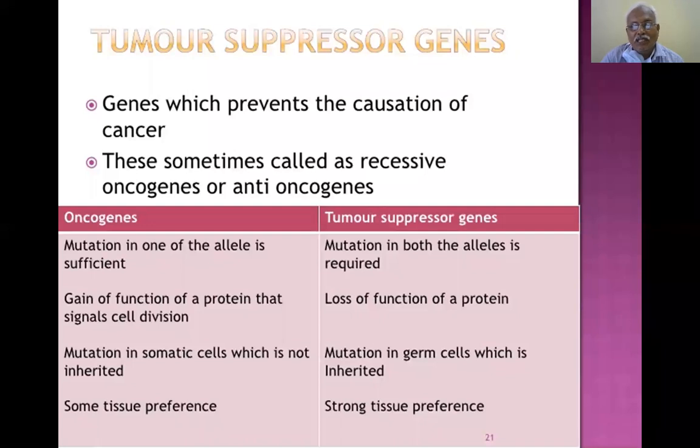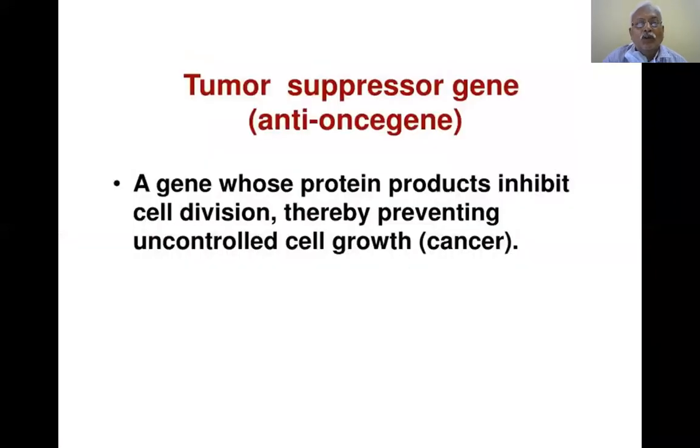And mutation in germ cells is inherited, like in testicular cells. Strong tissue preference will be there. Only for certain areas they are attached. So tumor suppressor gene is known as anti-oncogene.